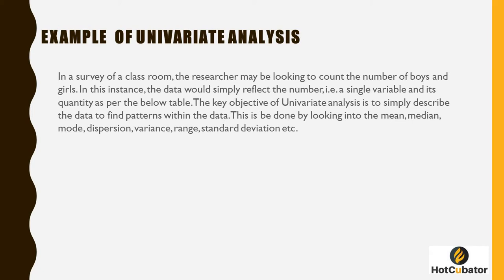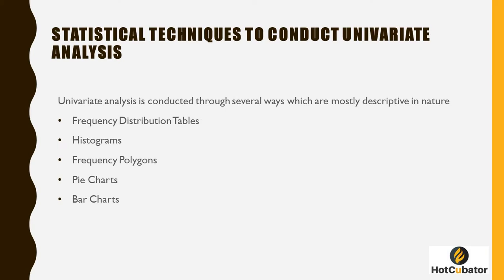The key objective of univariate analysis is to simply describe the data to find patterns within the data, and you can do that by simply using mean, median, mode, dispersion, variance. Univariate analysis could be conducted using the most basic descriptive analysis techniques like frequency distribution tables, frequency polygons, histograms, pie charts or bar charts, etc.